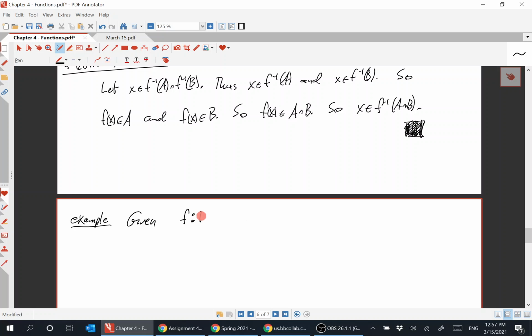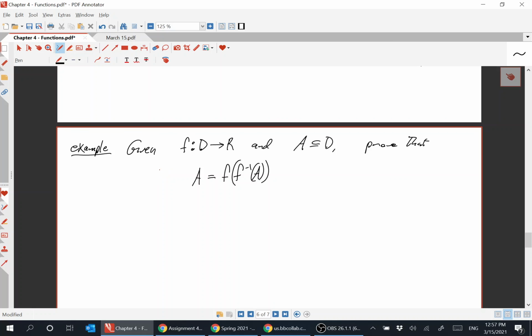Given f from domain to range and A a subset of the domain, prove that A is equal to the image of the pre-image of A. Given a function f from D to R and A a subset of the range, prove that A is equal to the image of the pre-image of A.